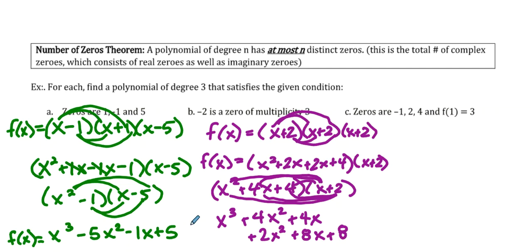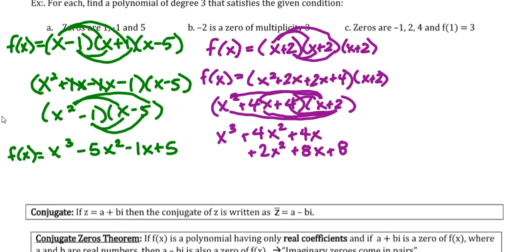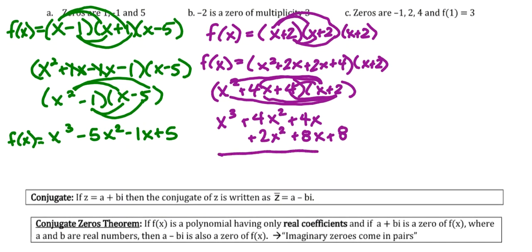So now I'm going to combine my like terms. And I have f of x equals x to the third plus, this gives me 6x squared plus 12x and plus 8.